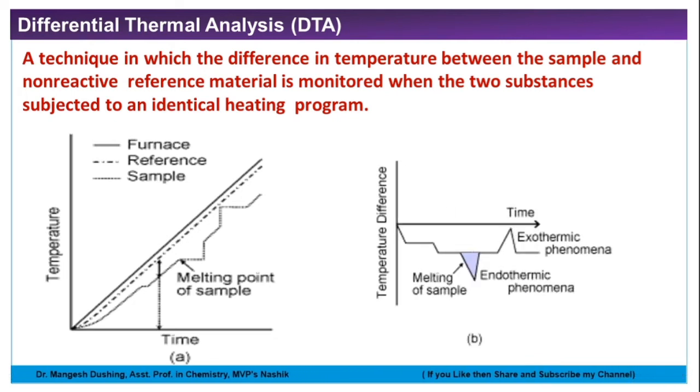Friends, that can be seen in this other graph, that is temperature difference versus time. Here, physical changes usually result in an endothermic peak, while oxidative chemical reactions show exothermic peaks. So these are the peaks. See here, the exothermic peak and melting peaks. So there will be a temperature difference. So this is the temperature difference.